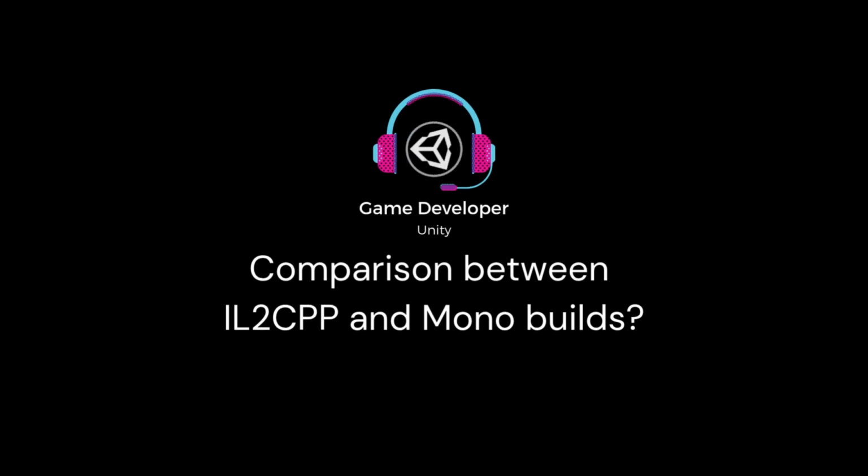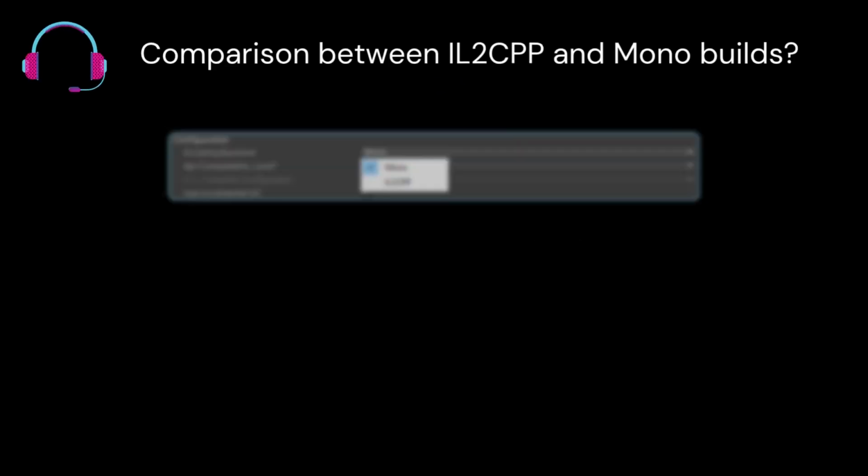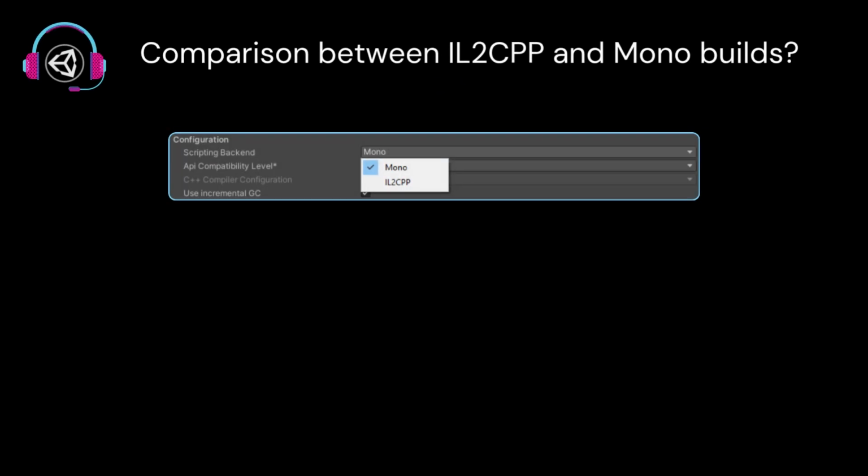Comparison between IL2CPP and Mono builds. In Unity, your project can be built using two main scripting backends, Mono and IL2CPP. Both compile your C# script, but they work differently.